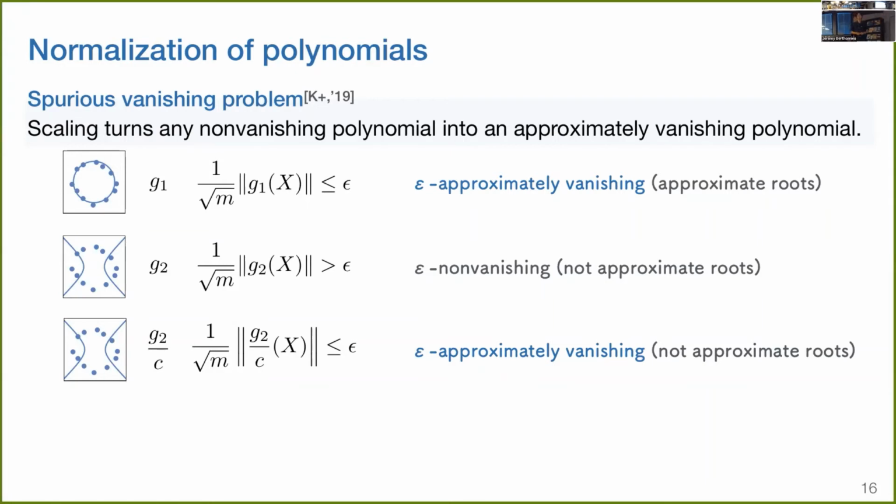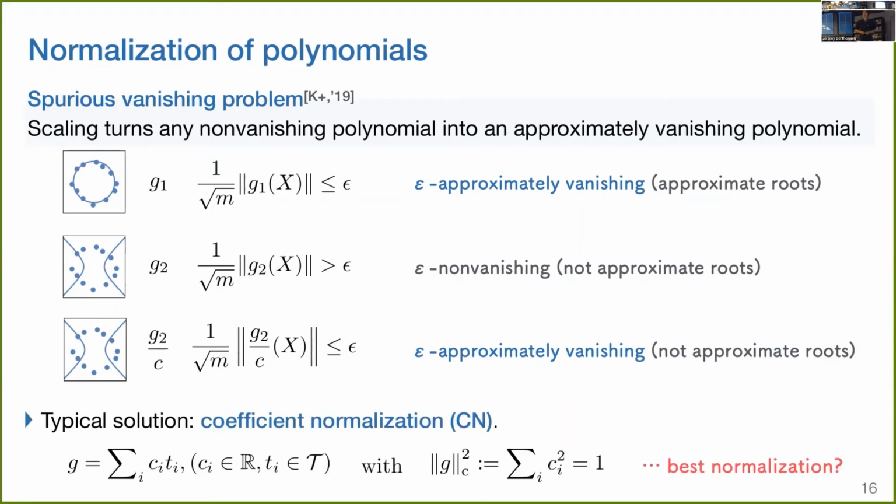So it's a non-vanishing polynomial. But if you divide this G2 by some large constant, then suddenly it becomes an approximately vanishing polynomial, because by dividing by large constants, all the coefficients become very small. So the polynomial is very close to the zero polynomial. The typical solution is coefficient normalization. If you normalize the coefficient vector, then the problem is solved.